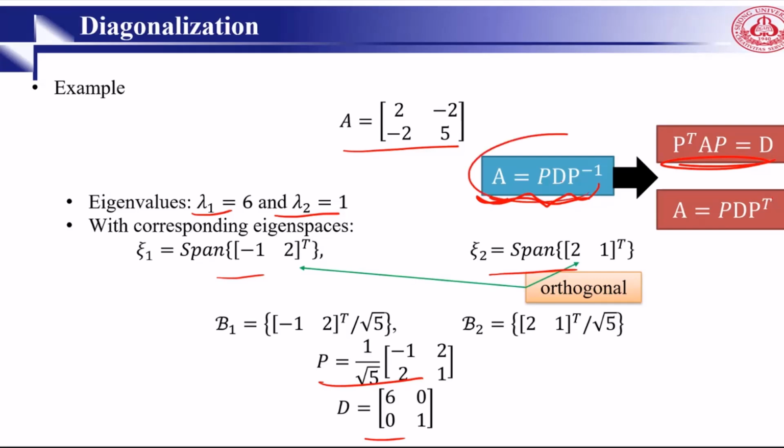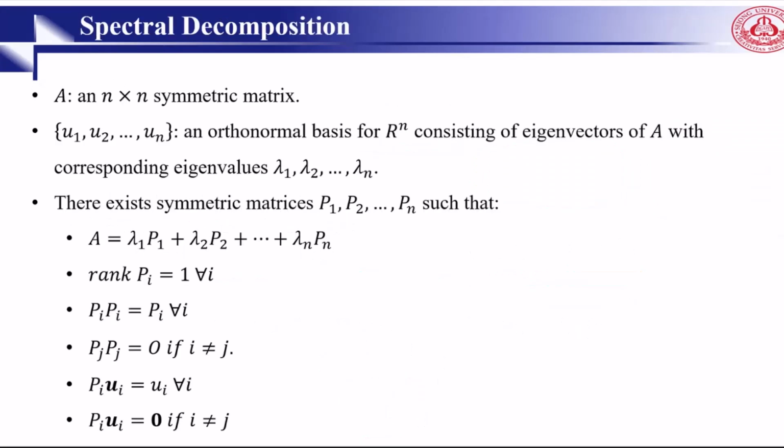So we already have PDP inverse for diagonalization. The same we have here: A is equal to PDP transpose. These are the new characteristics that we studied. For any symmetric matrix, it can be decomposed into a sum of very simple matrices. This is called spectral decomposition.